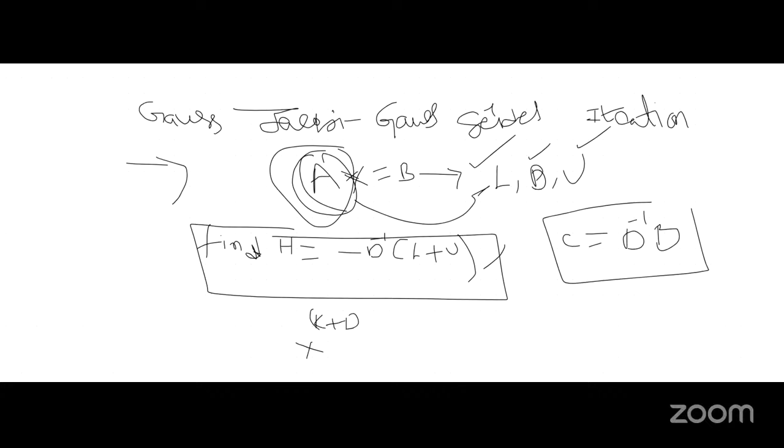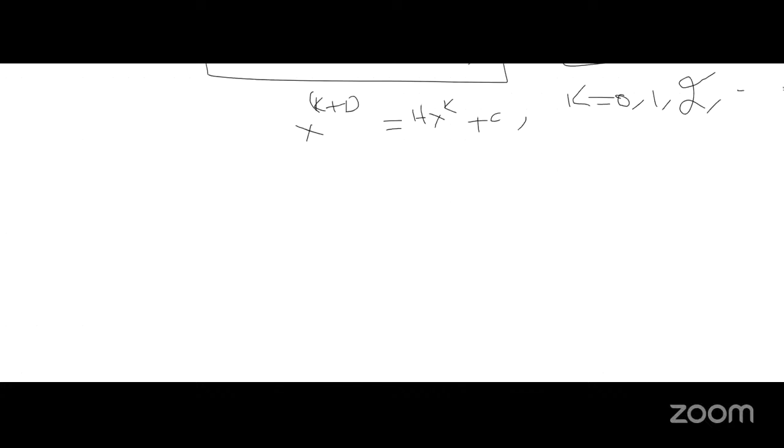That equals H into x power of k plus C, where k equal to 0, 1, 2, and so on. In second approximations, we can find out from that. So this we can find out. Okay.